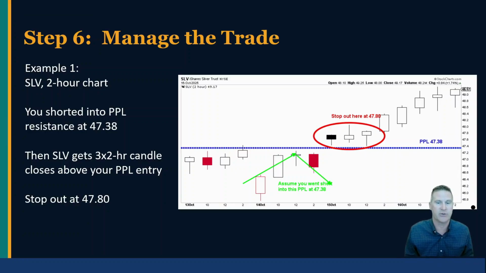So here's the silver 2-hour chart. We went short. So look at the left side of this chart, for example. We had gone short into this PPL at 47.38. Now, almost immediately, we got a gap against us. And we can see here there are 3 full candles above the PPL. 1, 2, 3. That's a stop out. We don't ask questions. We move on with our life.